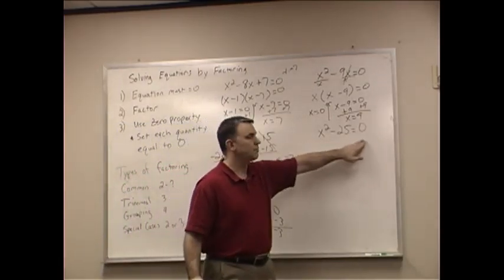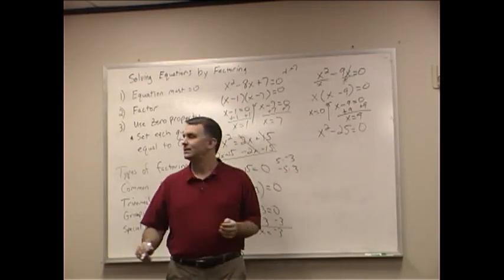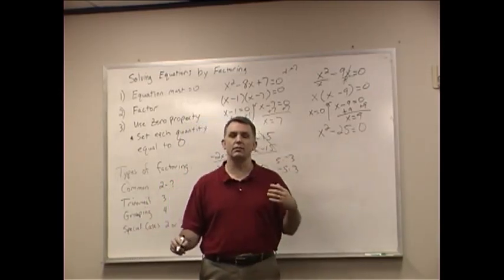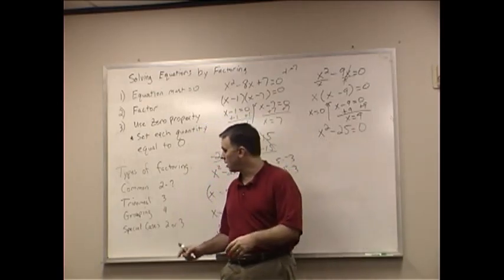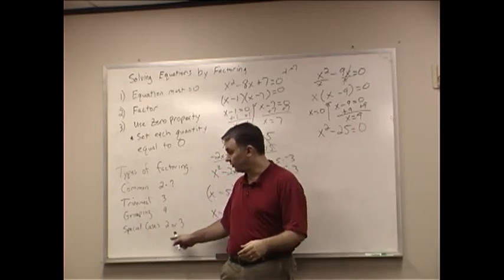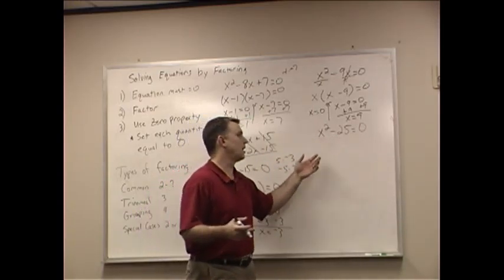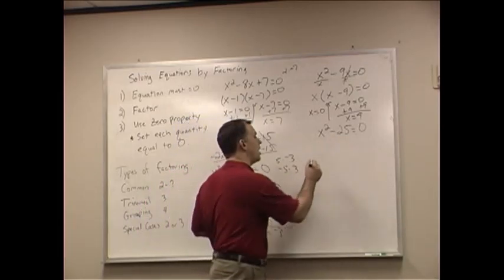All right, x squared minus 25 equals 0. Look at it, common. No, x squared and negative 25 don't have anything in common. It's not a trinomial, it doesn't have 3. It's not a grouping, it doesn't have 4. Special cases, 2 or 3. Well, is this a special case? And I know some of you were maybe screaming at the monitor. It's a special case, it's an easy one.